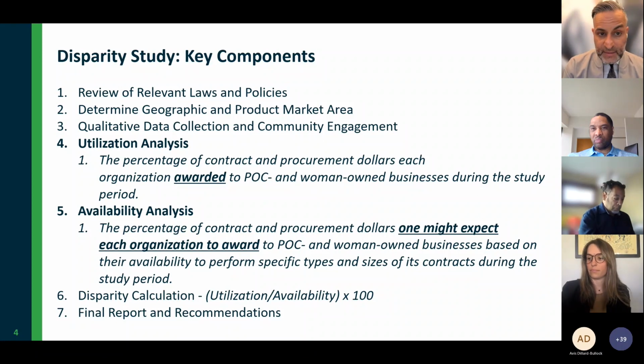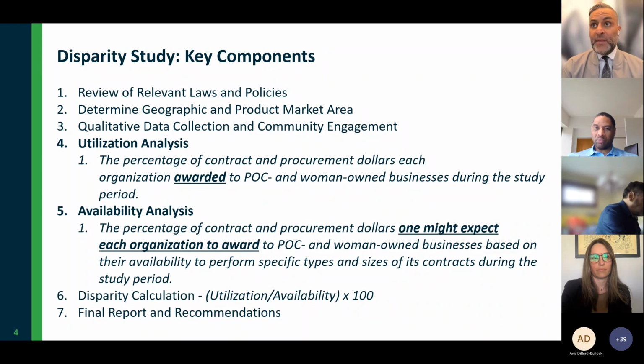And the availability analysis, which is the percentage of contract and procurement dollars one might expect those businesses to receive from the organization based on their existence in the marketplace and the different types of contracts and procurements they work on, their interest in working in the government sector, and a variety of other factors as well. And then finally, the disparity calculation, which is essentially comparing actual participation from the utilization analysis to estimated availability that comes out of the availability analysis.